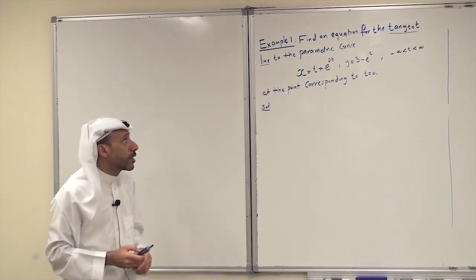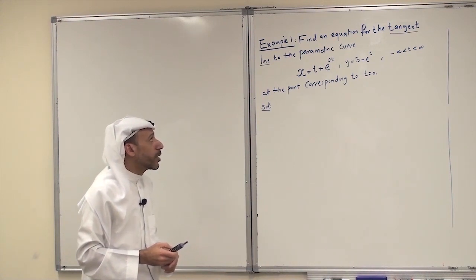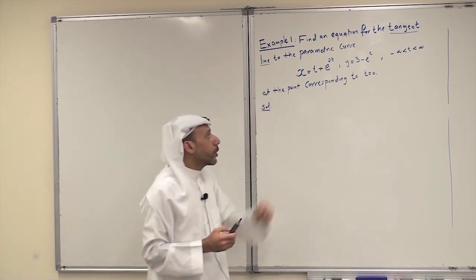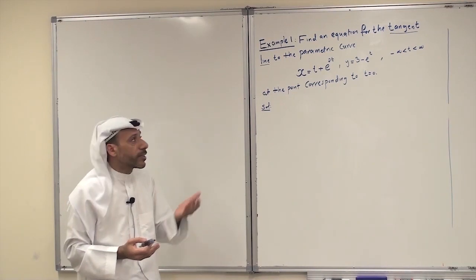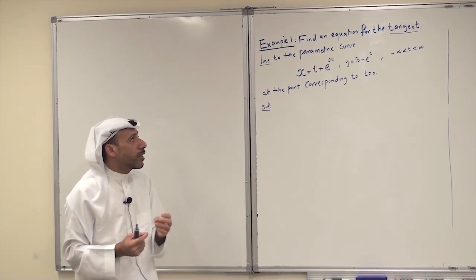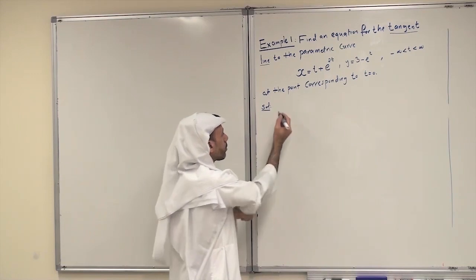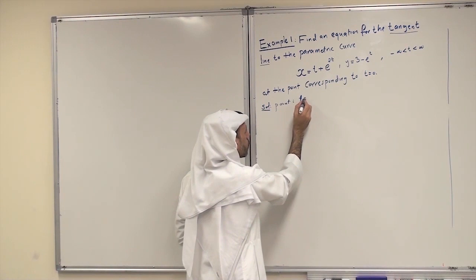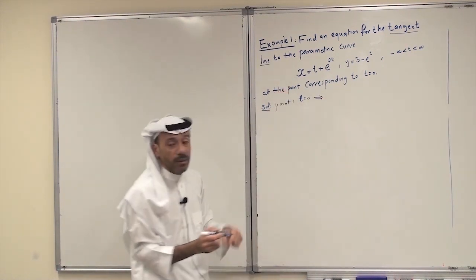We consider the first example here. Find an equation for the tangent line to the parametric curve given by the parametric equations at the point corresponding to t equal to 0. For the solution, it is just finding an equation of a line, and to find the equation of a line, we need a point and the slope. For the point, when t equals 0, I have to find the corresponding point. So I have to find what x is and what y is.